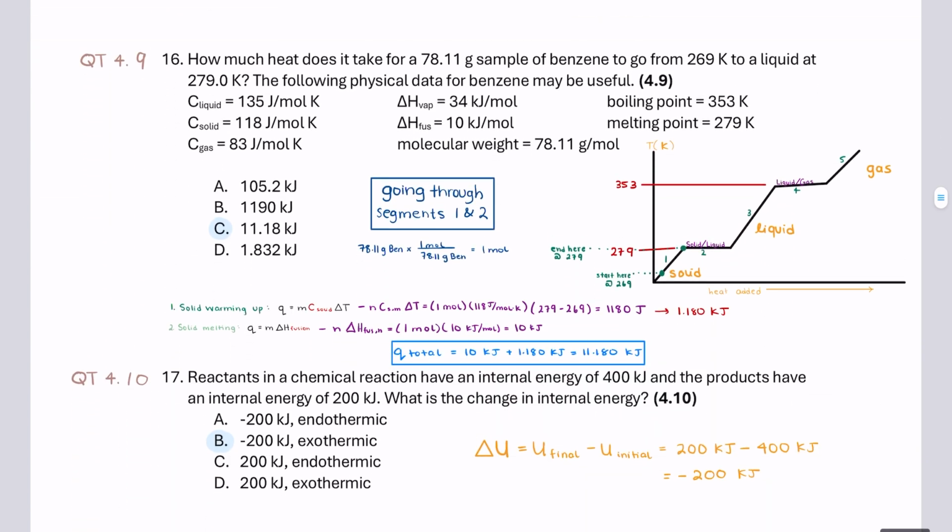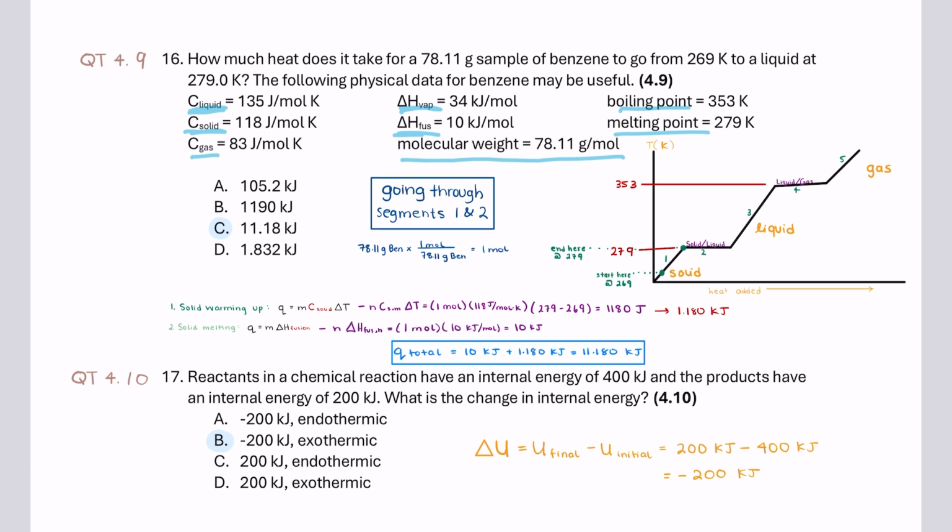Problem 16 says, how much heat does it take for a 78.11 gram sample of benzene to go from 269 Kelvin to a liquid at 279 Kelvin? The following physical data for benzene may be useful. We're given the molar specific heat capacity for the liquid, solid, and gas phase. We're given delta H of vaporization and delta H of fusion. We're also given the molecular weight, the boiling point, and the melting point.